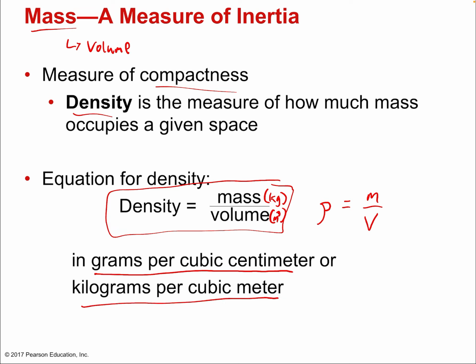These are not numerically equivalent. I'll leave that as an exercise, but they are still both metric units, but with different prefixes of size, because a centimeter is 1/100th of a meter, and of course a kilogram is 1,000 grams. Okay?